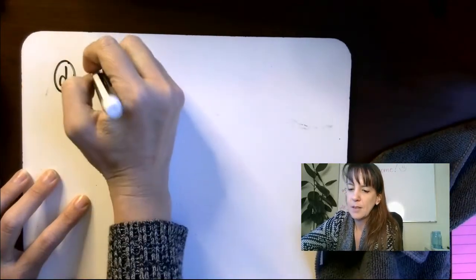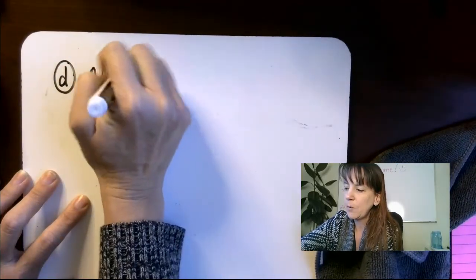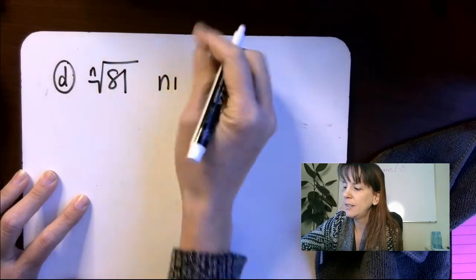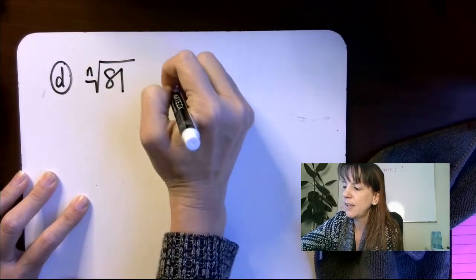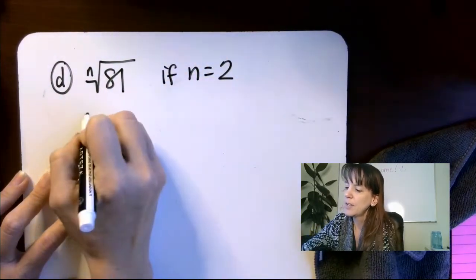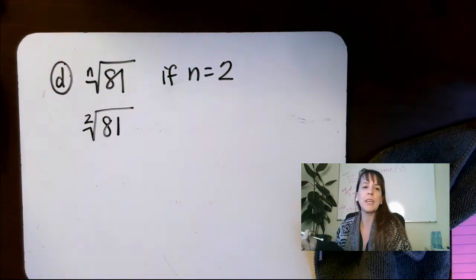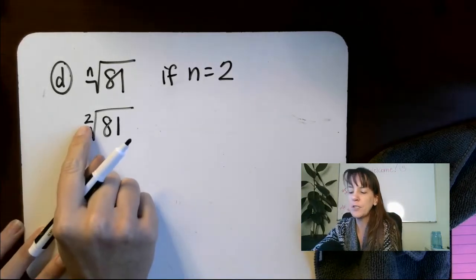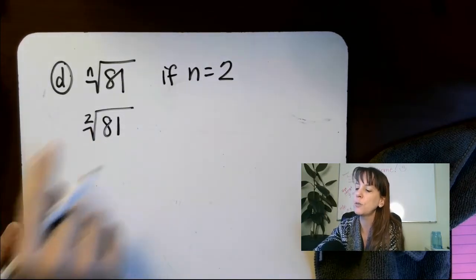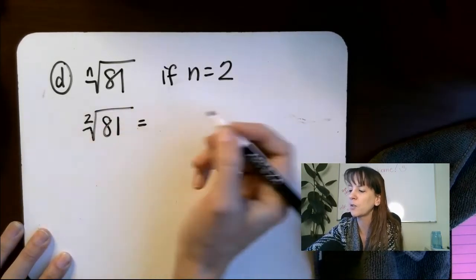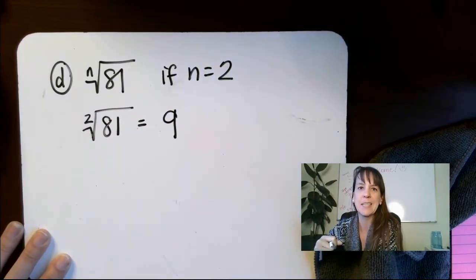All right, guys, one more. D. D is the nth root of 81 if n equals 2. So the square root of 81. Remember, if there's no number there, it's just 2, right? So we don't even have to write a number, but we know the square root of 81 is going to be 9.